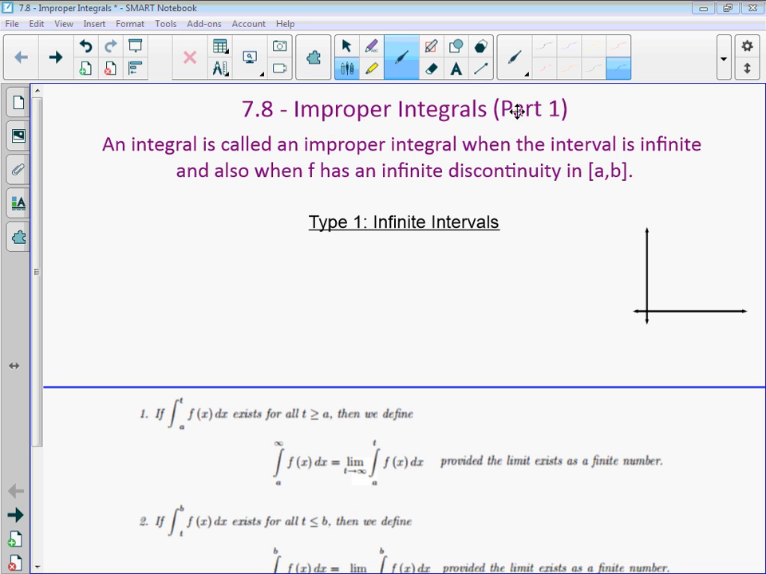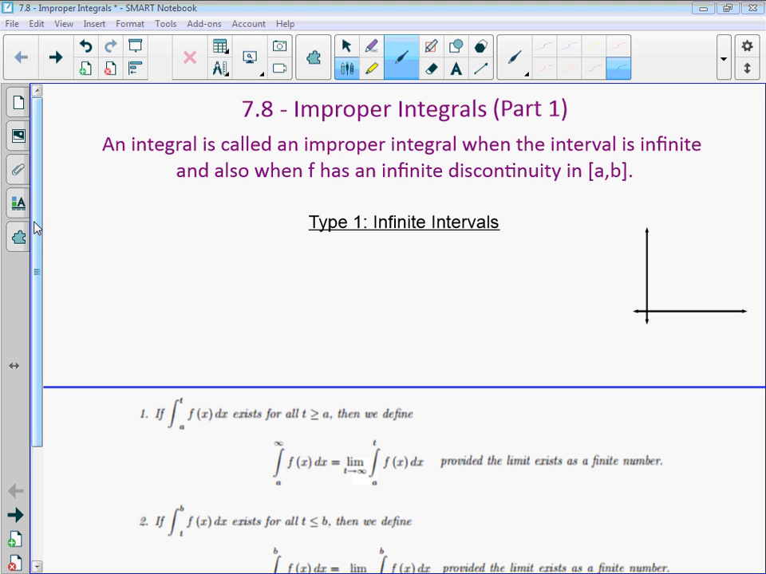Okay, so improper integrals, we're just going to do part one today. An integral is called improper when the interval is infinite and also when f has an infinite discontinuity within the a to b that we're looking at. So what we're going to look at right now are the really obvious improper integrals.